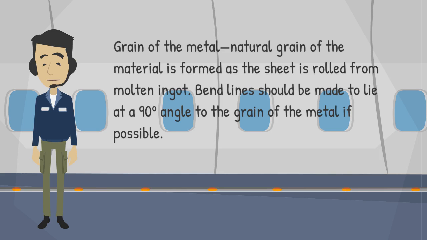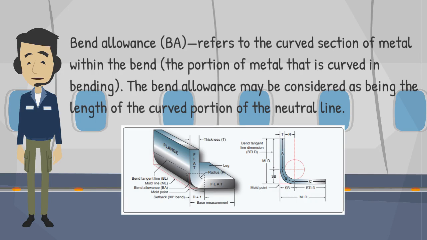Grain of the metal: natural grain of the material is formed as the sheet is rolled from molten ingot. Bend lines should be made to lie at a 90 degree angle to the grain of the metal if possible. Bend allowance, BA, refers to the curved section of metal within the bend, the portion of metal that is curved in bending. The bend allowance may be considered as being the length of the curved portion of the neutral line.